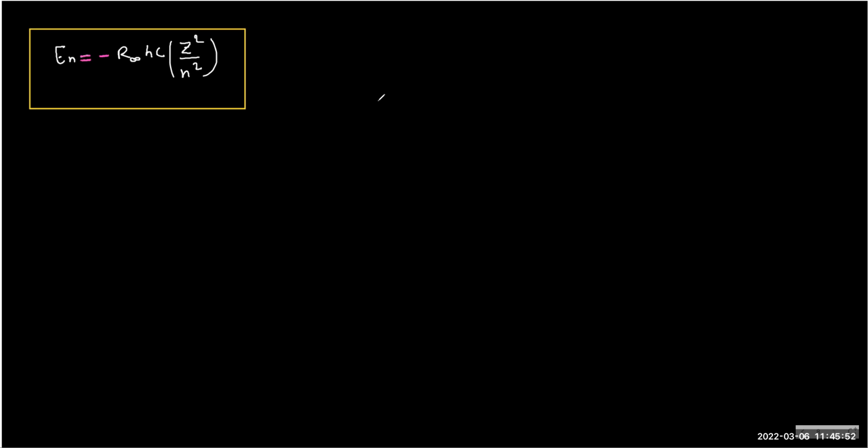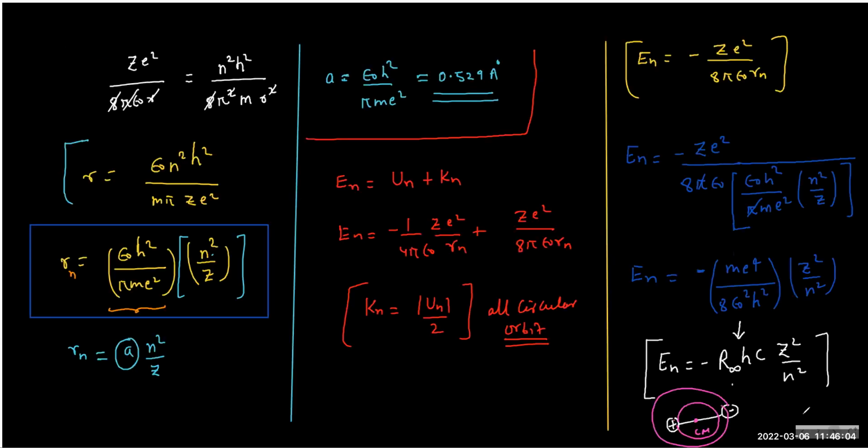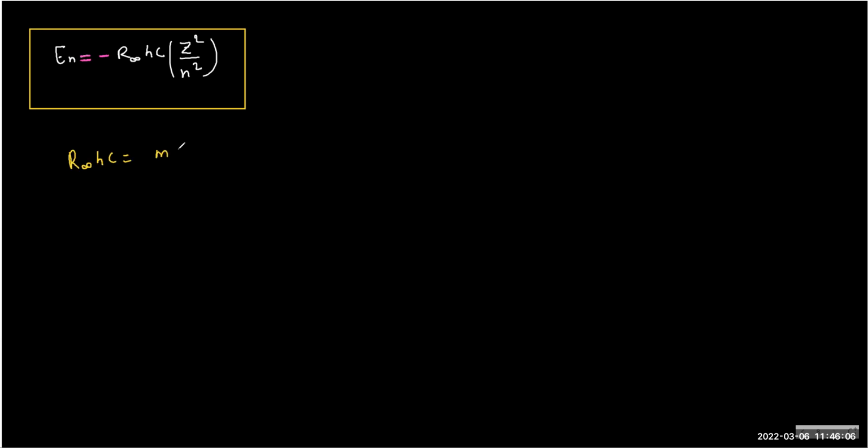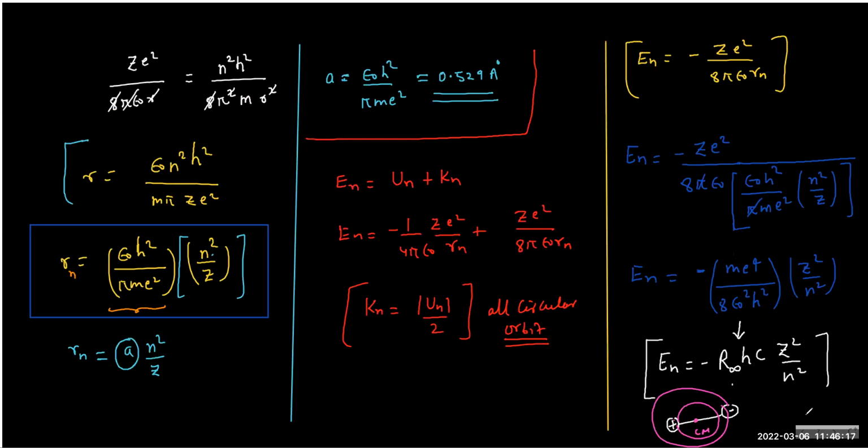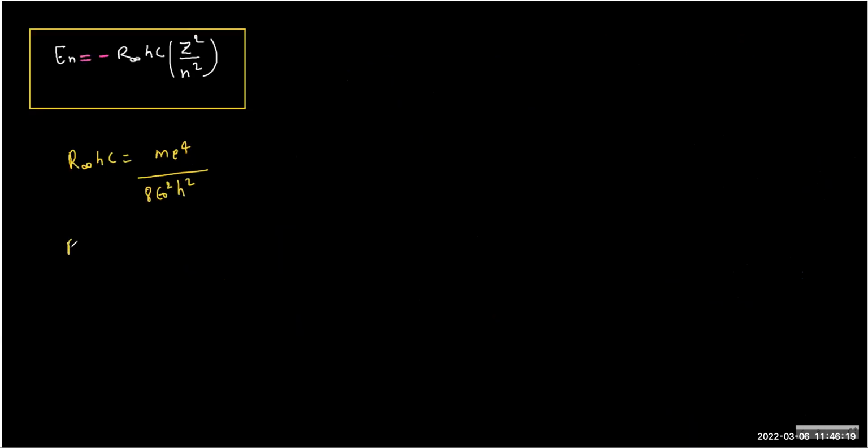Okay. So energy in the nth orbit is Rhc Z square by n square, and definitely what is Rhc? That's a big value, m e power 4 and so on. And again, I don't remember anything. I just derive it in the exam, and that's it. And I don't expect anyone will remember this. So for the Rydberg constant, we have a formula.